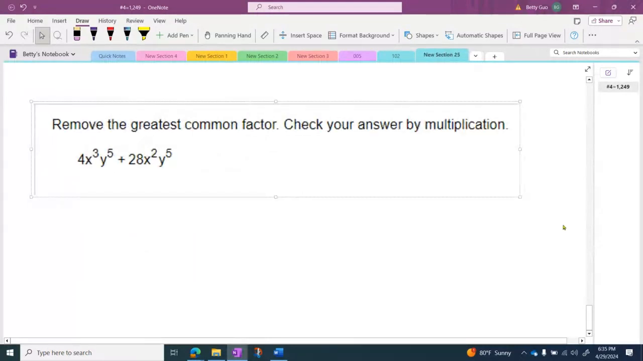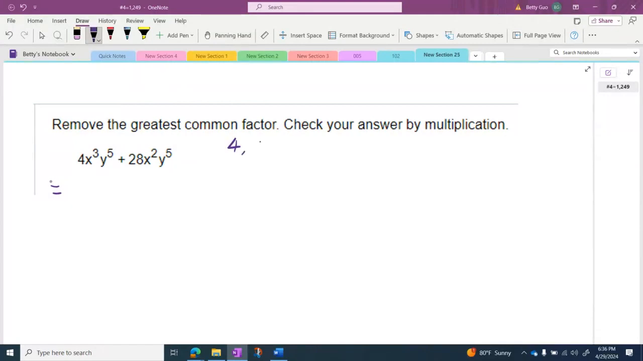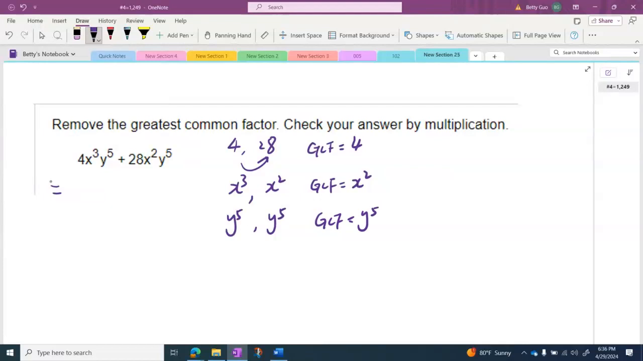Remove the GCF, check your answer by multiplication. Okay. Numerical part first, 4 and 28. 4 is a factor of 28. 28 is a multiple of 4. 4 times 7 is 28, right? So GCF is 4. And then we have x cubed, x squared. GCF is x squared. And then for y, we have a y fifth from the first term. We have a y fifth from the second term. And they are the same, so GCF is just y fifth.